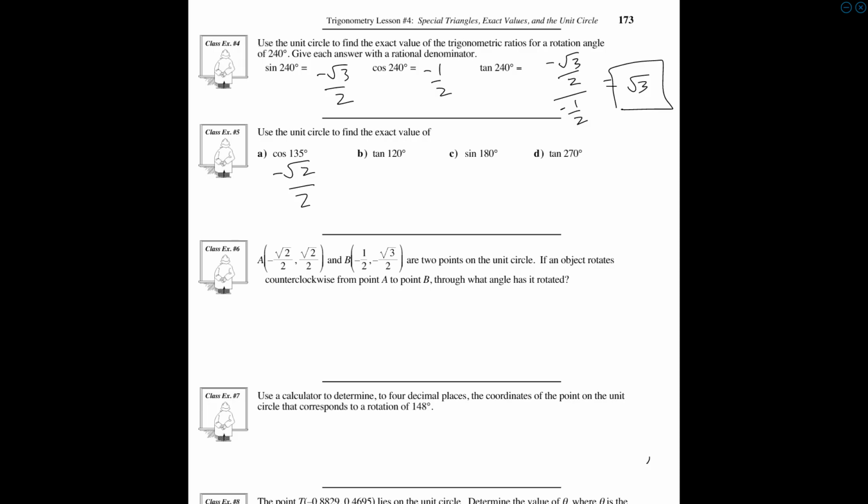Tan 120. So how's tan related to our sine and cos again? It's helpful to keep in mind that tan of whatever is equal to sine over cos, or y over x. So if I have tan of 120, continuing with my 120, I have negative, and I end up with root 3 over 2 over 1 over 2.